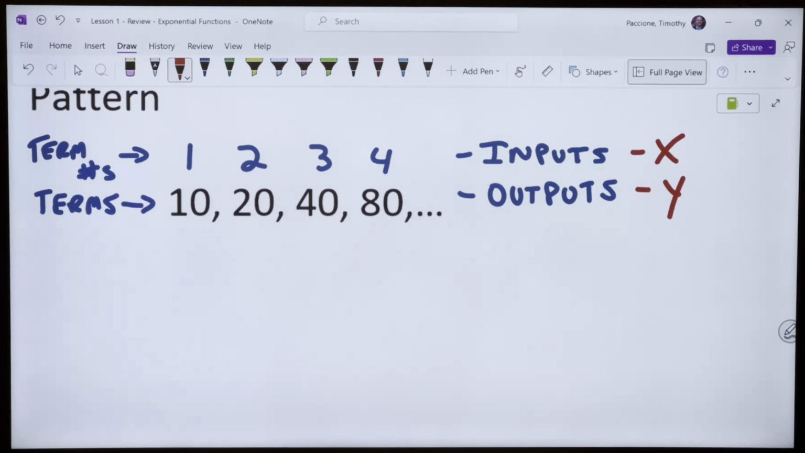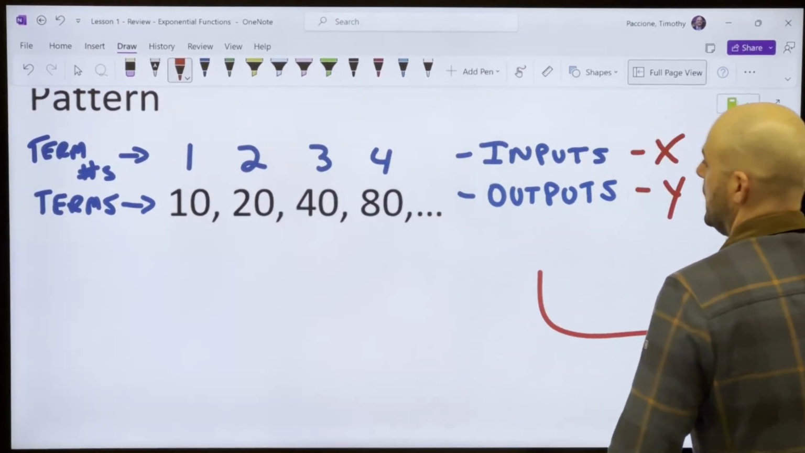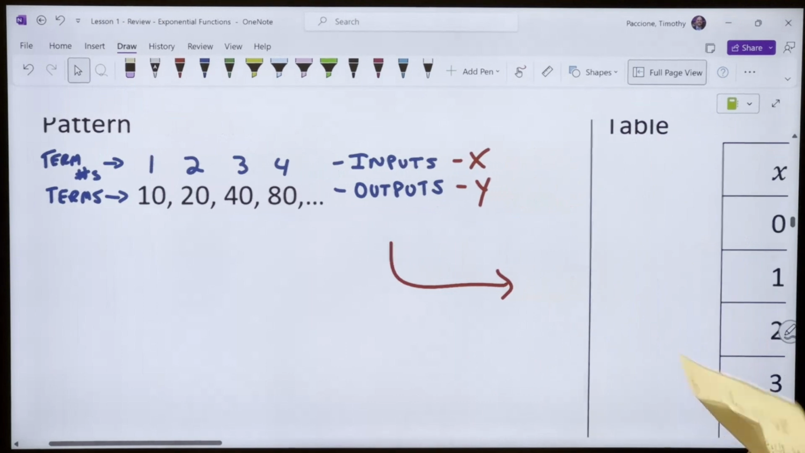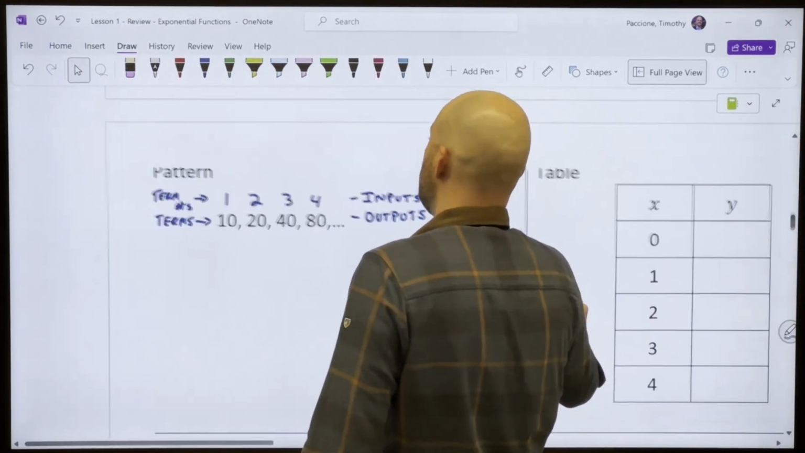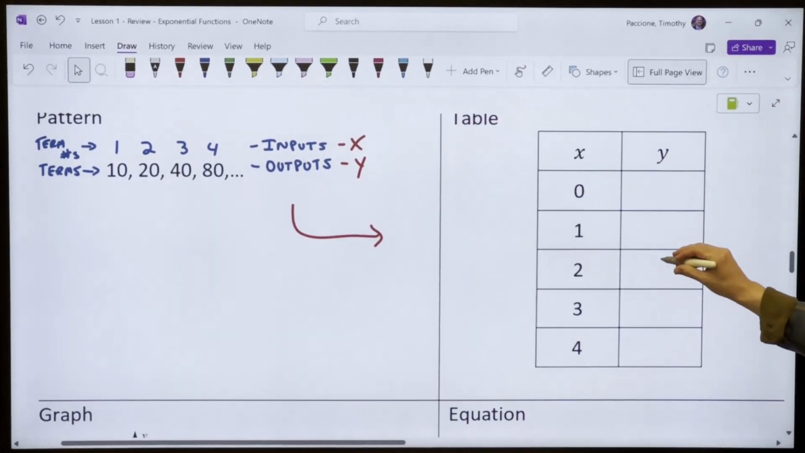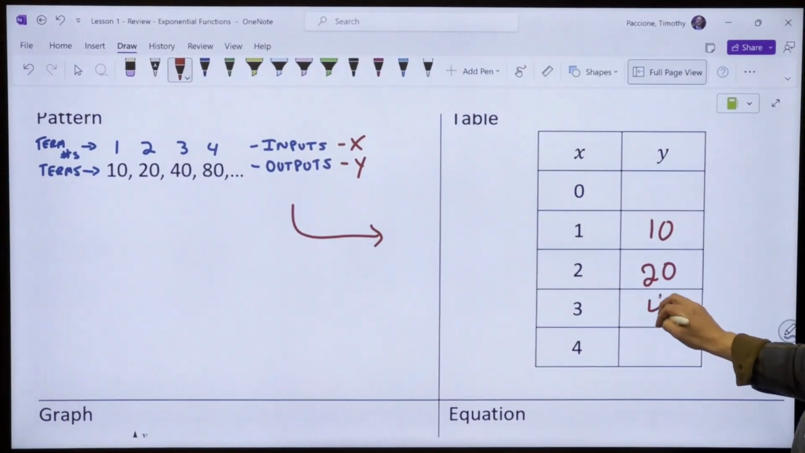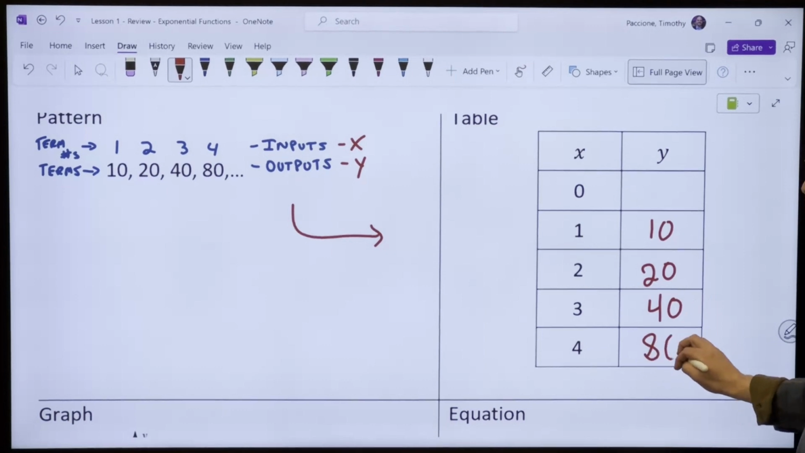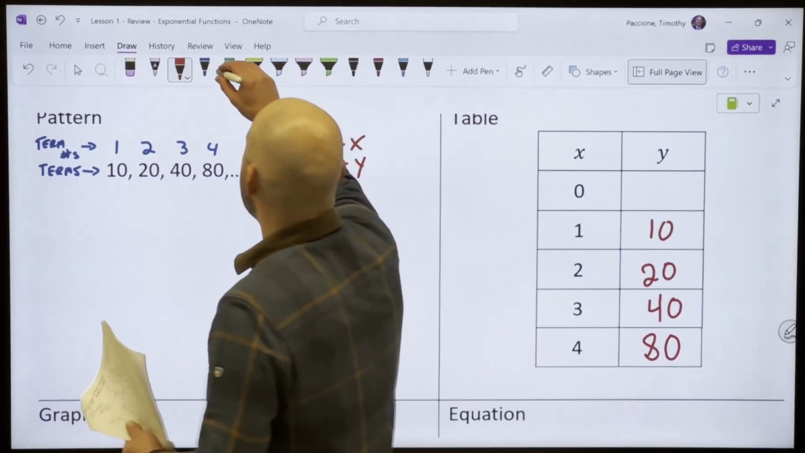Okay? Now, with this new framework of thinking of it as x's and y's, we can now move to a table and start getting closer to a rule, a function, something that we can define. Okay? So we put in what we know. Well, I know 1, 2, 3, and 4, right? That's 10, 20, 40, 80. But I have a missing piece. I have that x of 0. What would the y be for that?